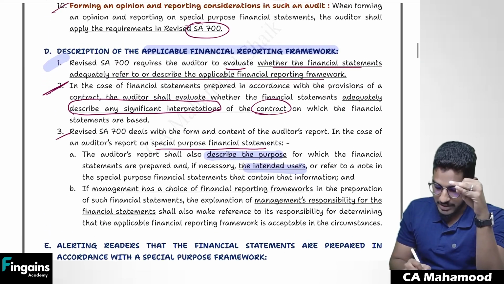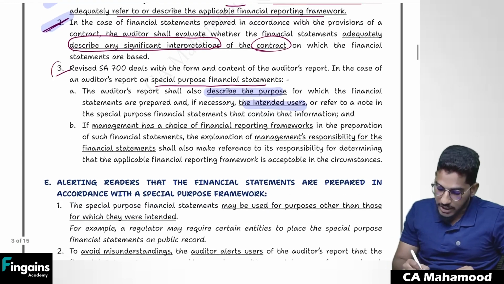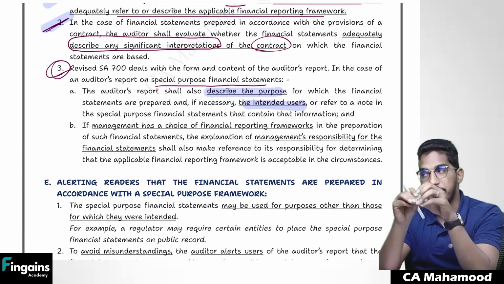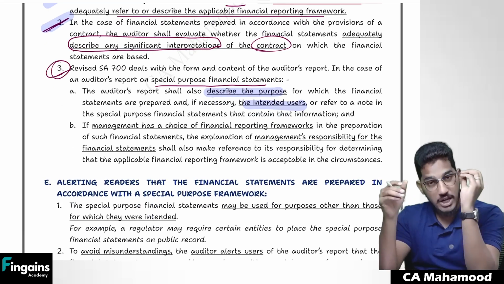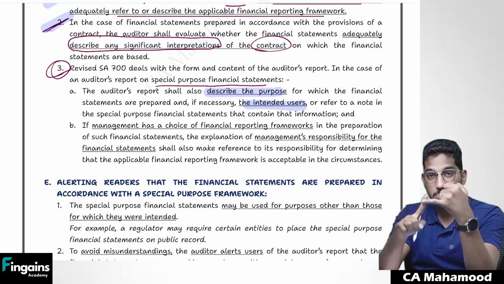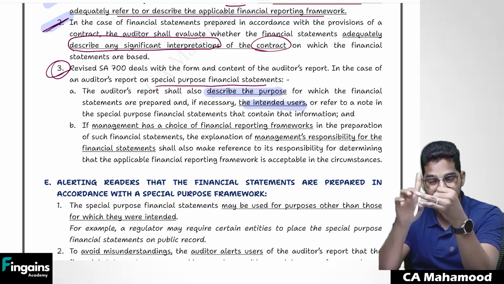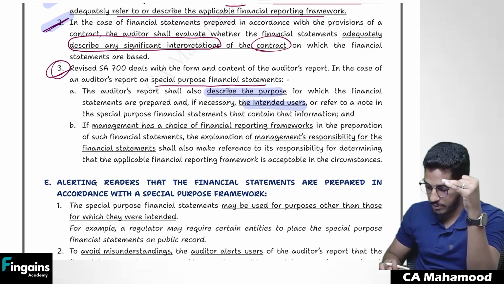See, in the first two points, they are asking you to check whether management explained or not. The third point is talking about what your responsibility is as an auditor. In the final audit report, whatever you are giving, you have to specifically mention for which purpose these special purpose financial statements are prepared. Who are the intended users? This you have to clearly mention even in your audit report also.